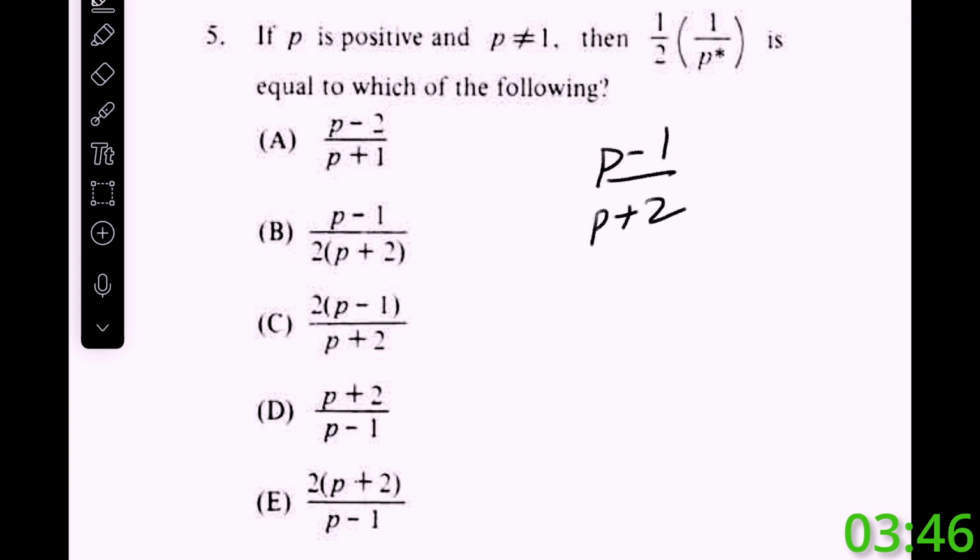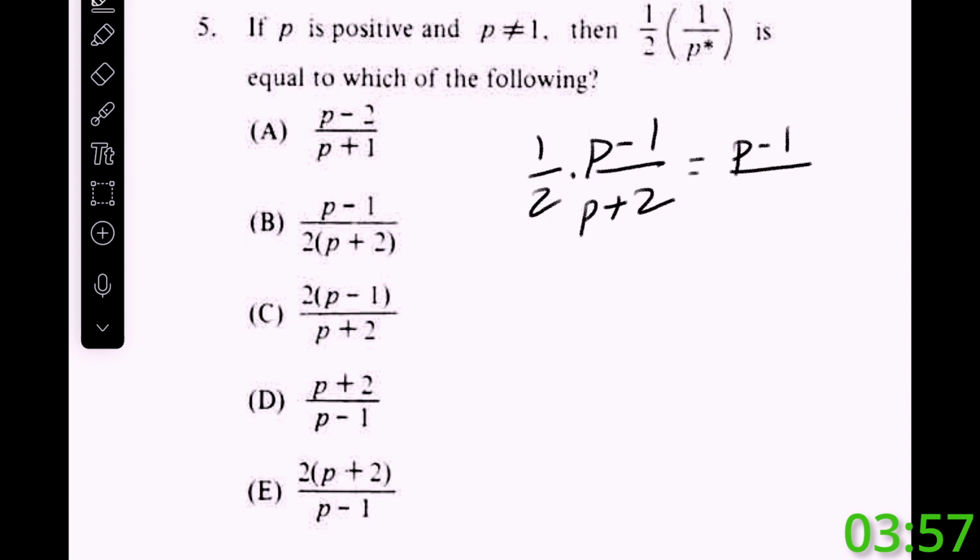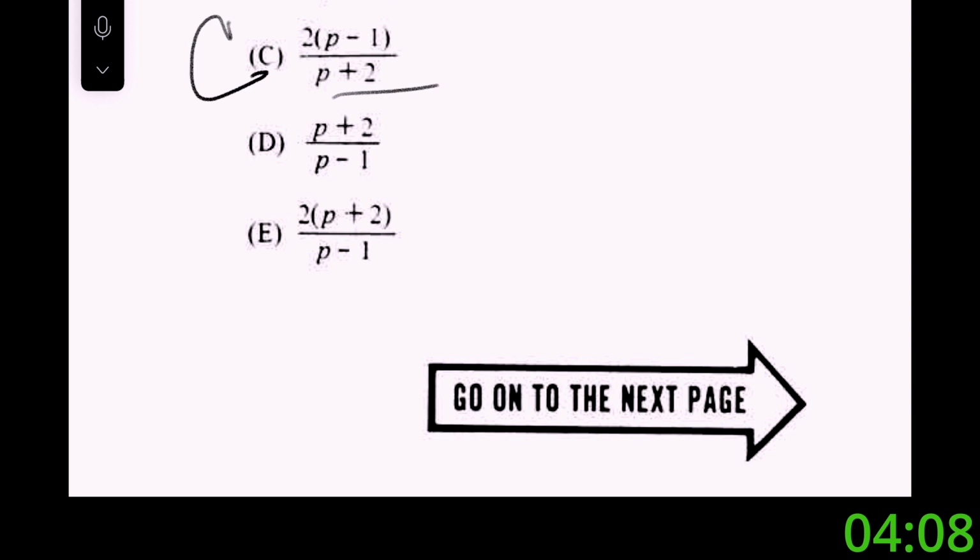And then if I multiply that times 1/2, I'm going to get a p minus 1 on the top. And if I remember to distribute my 2, do I have to distribute the 2 in? It's 2 times p plus 2, which is 2p plus 4, but it looks like I don't need to do that. It looks like my answer here is C. Go on to the next page. All right.